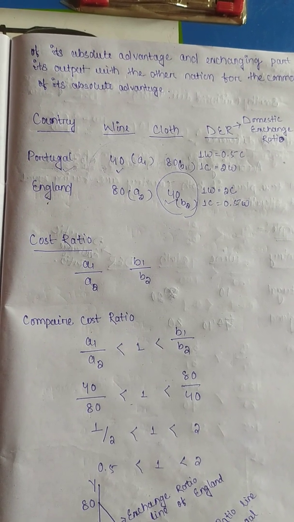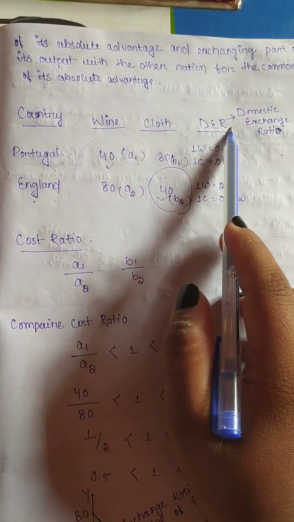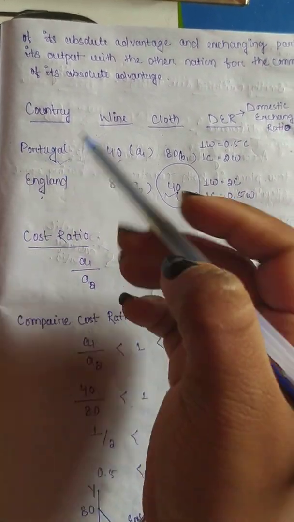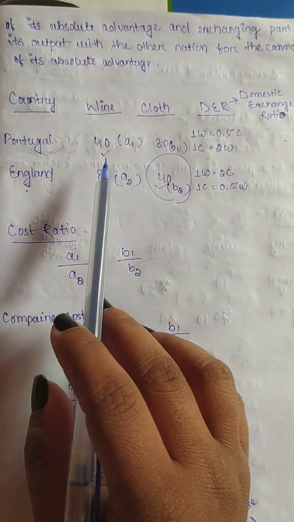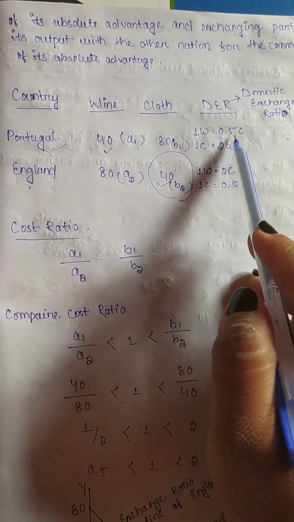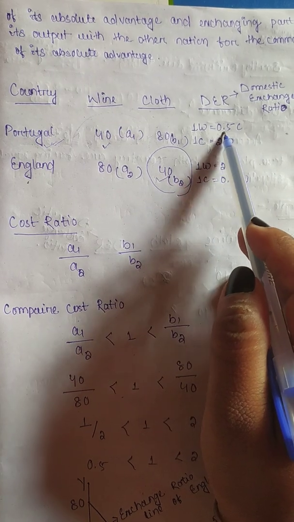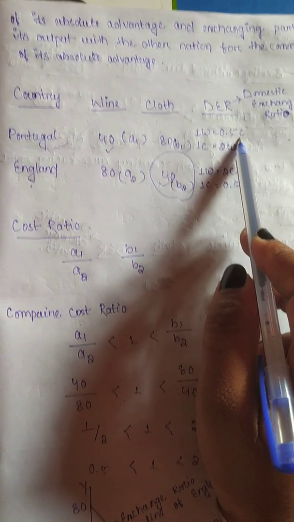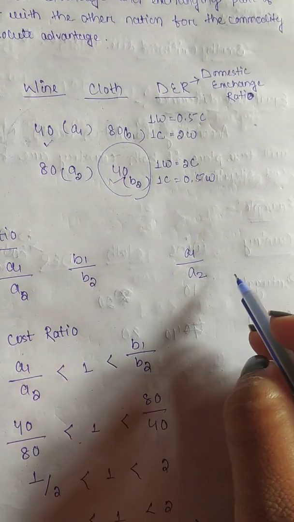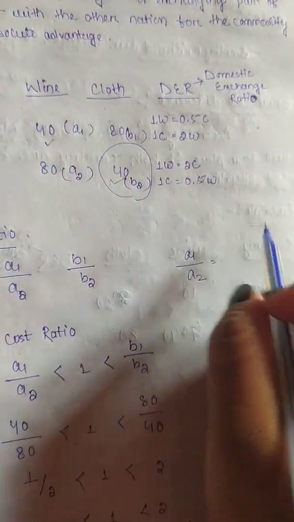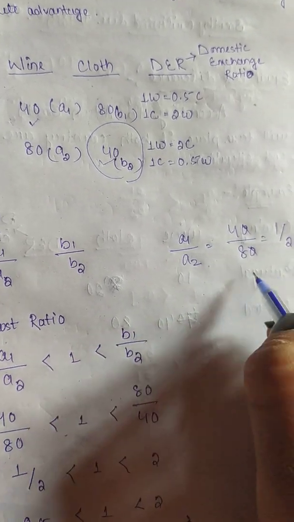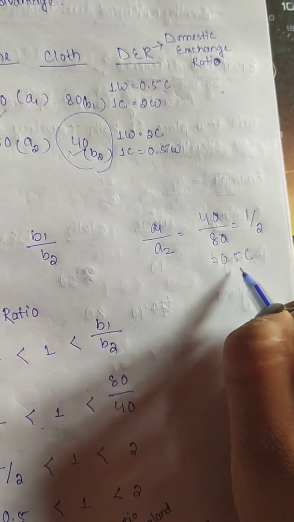Here I draw something that is DER. We can call it the domestic exchange ratio. It means, let's talk about only Portugal. Suppose in Portugal one wine is exchanged in its own country, then it gets only 0.5 of cloth. How to determine it? We can determine it by its cost ratio. We take A1, which is 40, so 40 by 80. We can solve it as 1 by 2, or 0.5 unit of cloth.